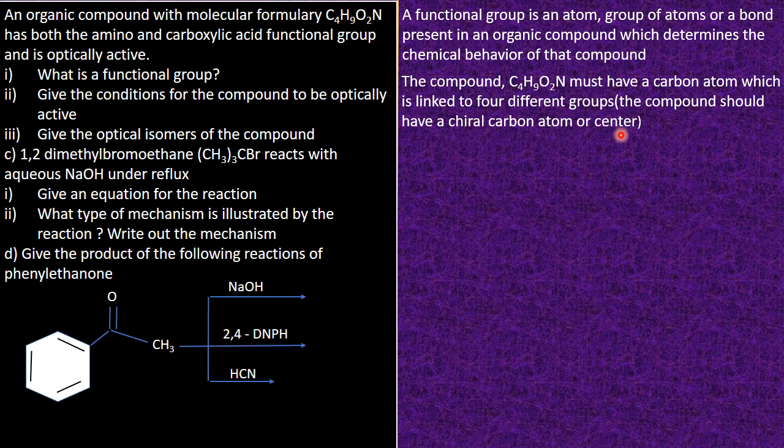A chiral center is simply a carbon atom in which there is no line of symmetry. Okay, or better, a carbon atom that is linked by 4 different groups. Keep in mind, friends, I didn't say functional groups. I said groups, not functional groups. Take note. So that's it. The next part wants us to give the optically active isomers.